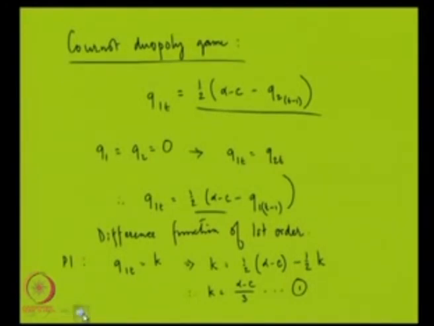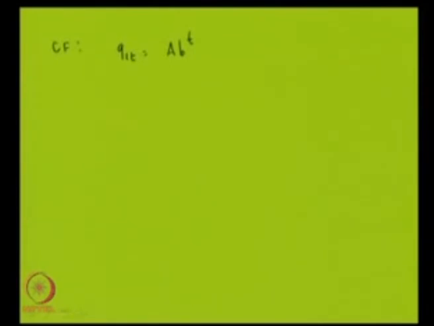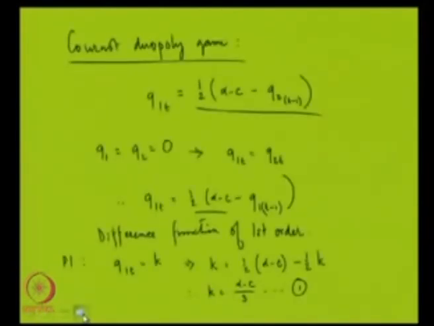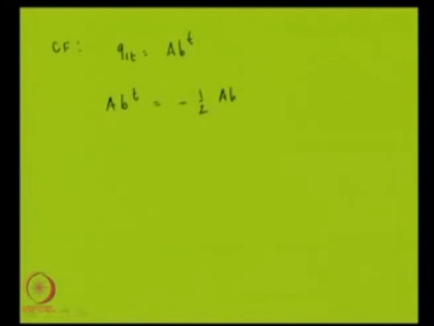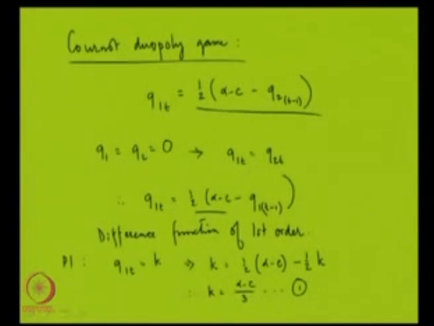What I get is the following: a b^t is equal to minus half a b^(t-1), right? Because here the subscript is t minus 1, here it is t.